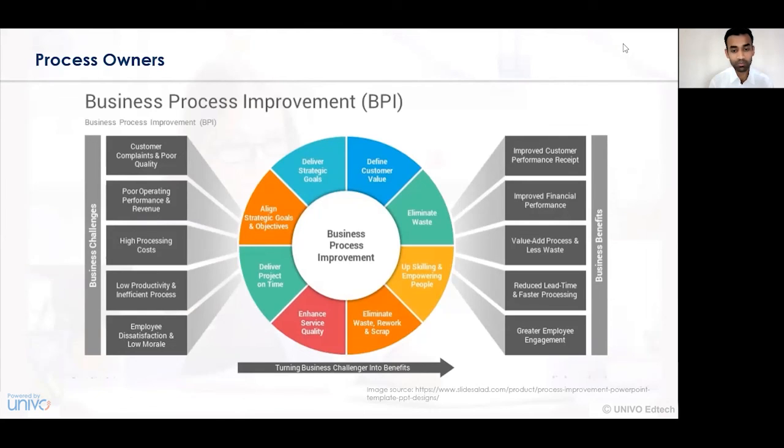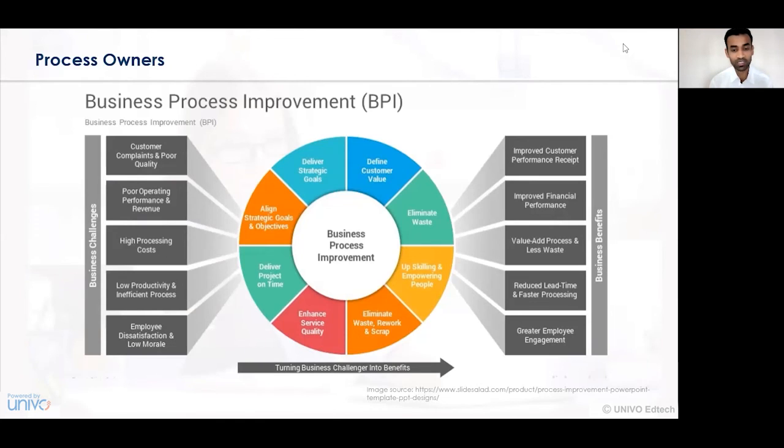If all these business process improvement activities are implemented in the business organization, the output will be the business benefits that the organization gets. With customer complaints and poor quality, we have improved customer performance and satisfaction. Poor operating performance and revenue results in improved financial performance.